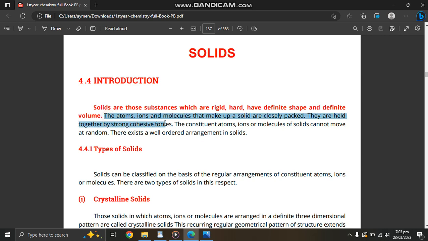The atoms, ions, and molecules that make up a solid are closely packed. They are held together by strong cohesive forces. The constituent atoms, ions, or molecules of a solid cannot move at random. There exists a well-ordered arrangement in solids.